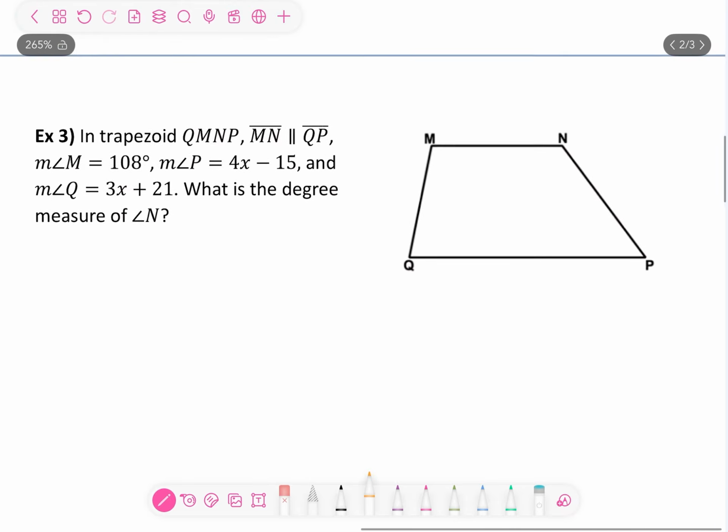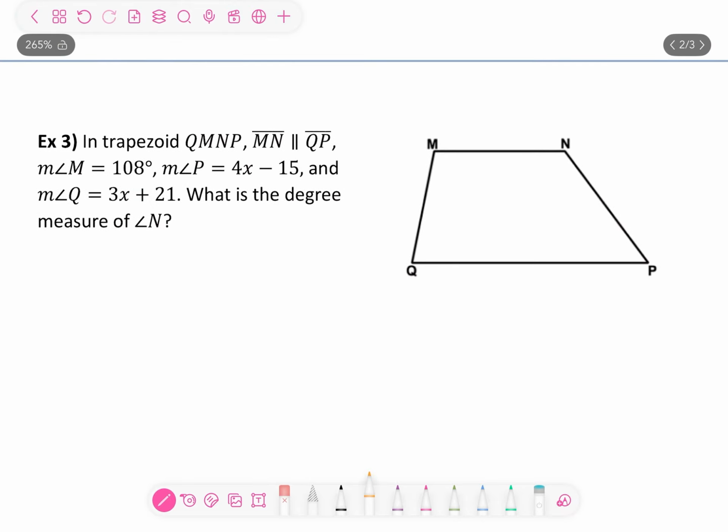All right, example 3. In trapezoid QMNP, MN is parallel to QP. So this means parallel. Measure of angle M is 108, measure of angle P is 4x minus 15, and measure of angle Q is 3x plus 21. What is the degree measure of angle N?